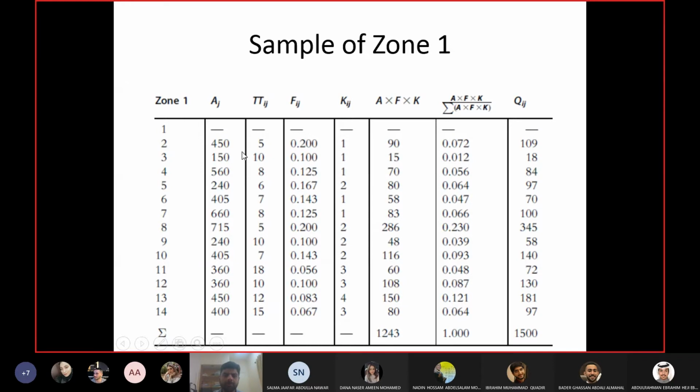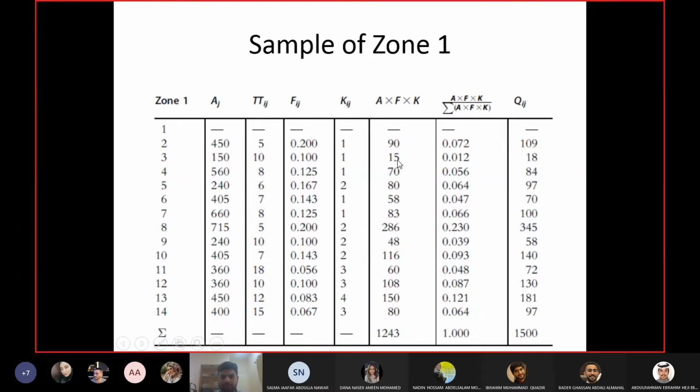Then you do A, F, and K factor. So how did I get 90? 450 into 0.2 into 1. How did I get 15? 150 into 0.1 into 1. Similarly, if you take this one, I have 80 here. How did I get 80? 240 into 0.167 into 2. So you get 80 here.